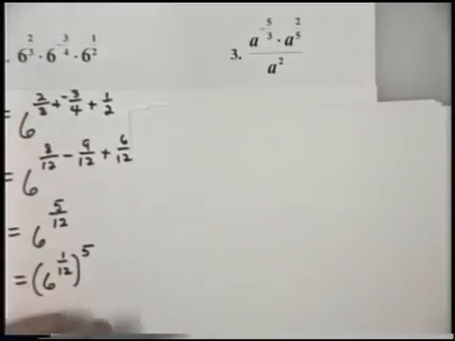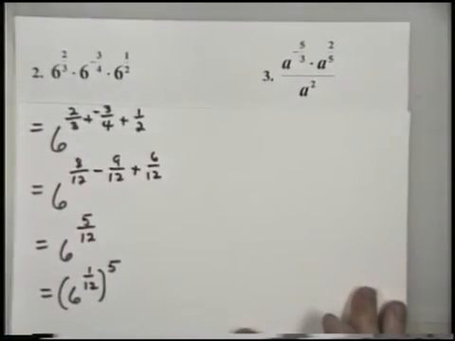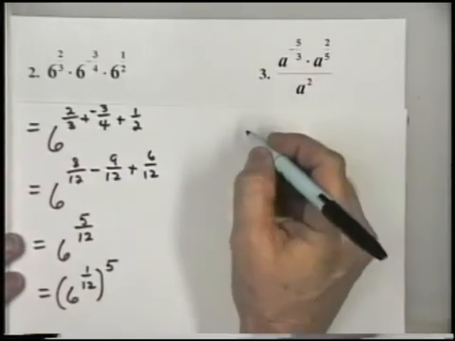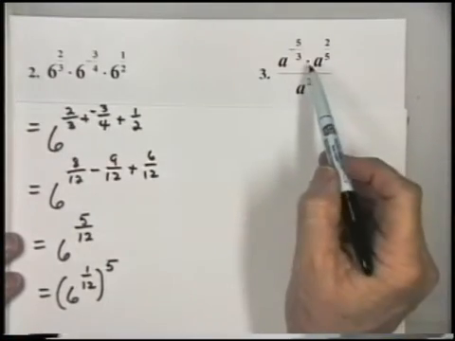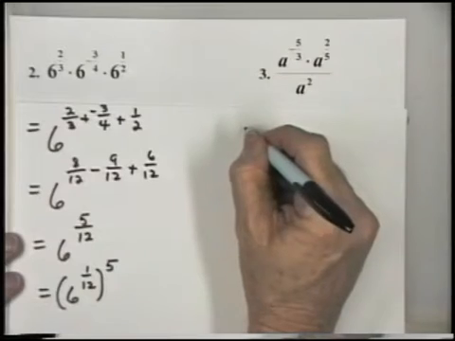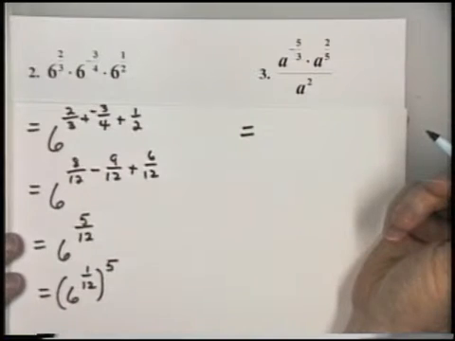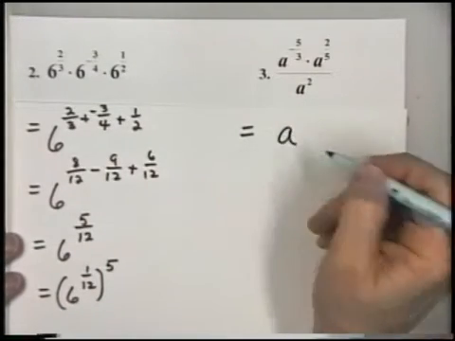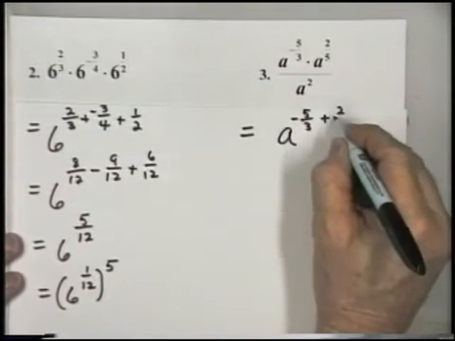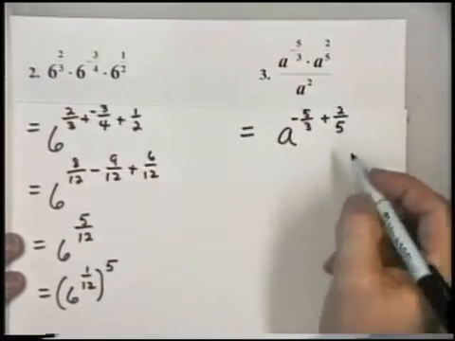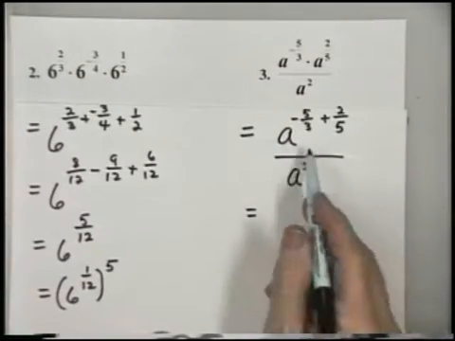How about the next one over here? Well, again, they're all the same base. Now they're a variable base, and again we can assume that the variable is positive, so these are real numbers. And first thing I could do, I guess, is use the first law of exponents and add the exponents in the numerator, so I could rewrite this as a to the negative 5/3 plus 2/5 over a squared.